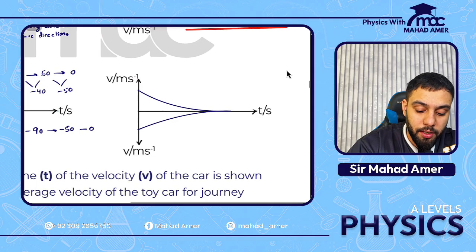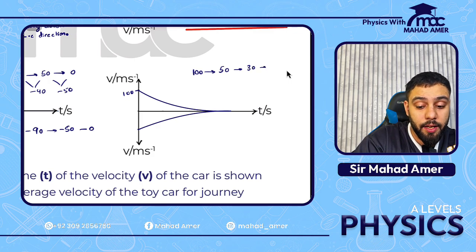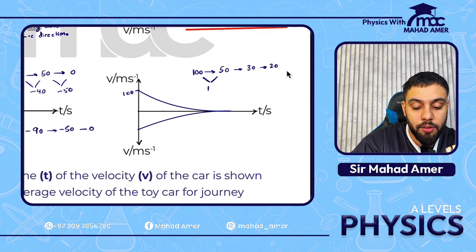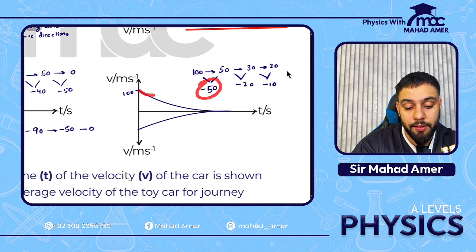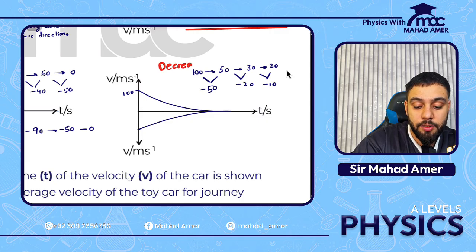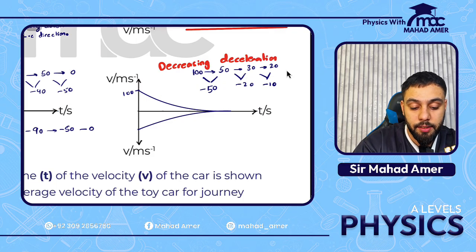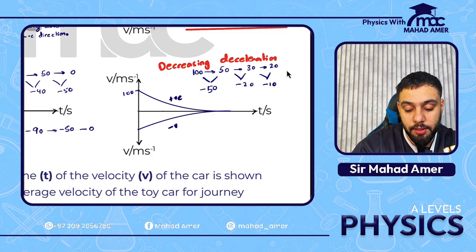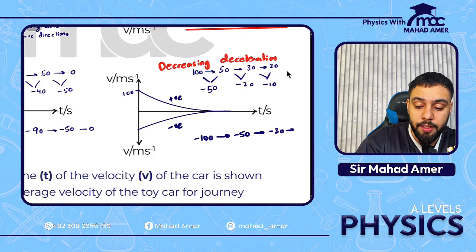Okay. So initially, if the velocity was 100, it reduces down to, let's say, 50. And then from 50, it reduces down to 30 and then to 20. So first second, it reduces by -50, then by -20, and then by -10. So you can clearly see that initially the deceleration was more, and then the deceleration magnitude reduces. So this is decreasing deceleration. This is the positive direction and this is the negative direction. In the negative it's going to be somewhere like this: -50, -30 and -20.